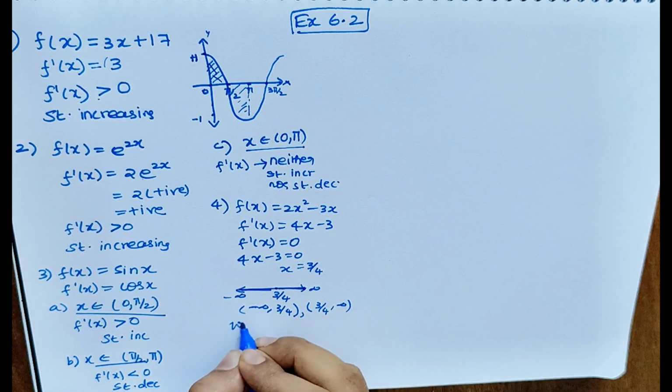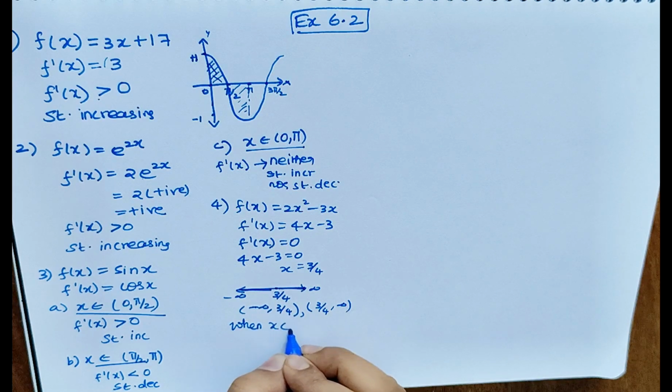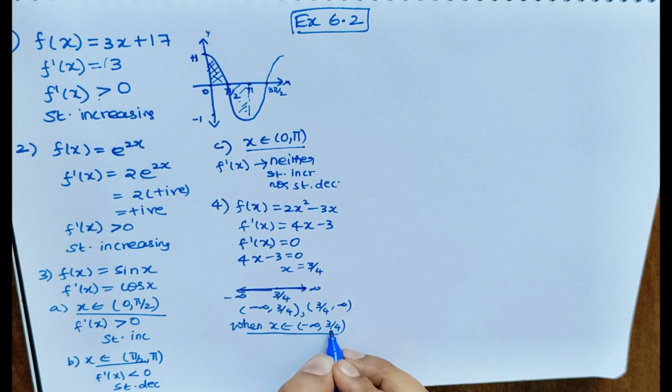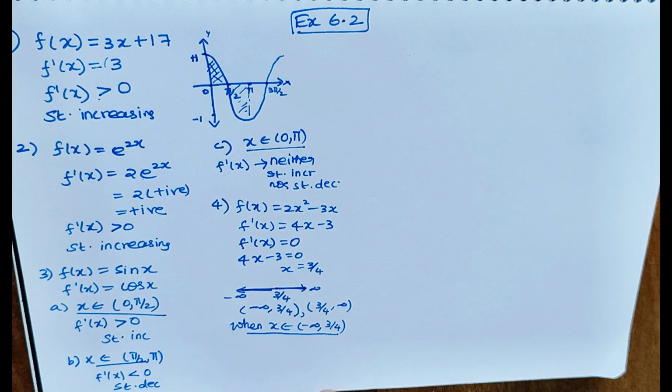Okay, when x belongs to the interval minus infinity, 3 by 4, all the values are less than 3 by 4. But if you check with the signs, the numbers will be greater than 3 by 4. Greater number is minus, smaller number will be plus. Then we'll get negative. If greater number is plus and smaller number is minus, then we'll get the answer as plus.